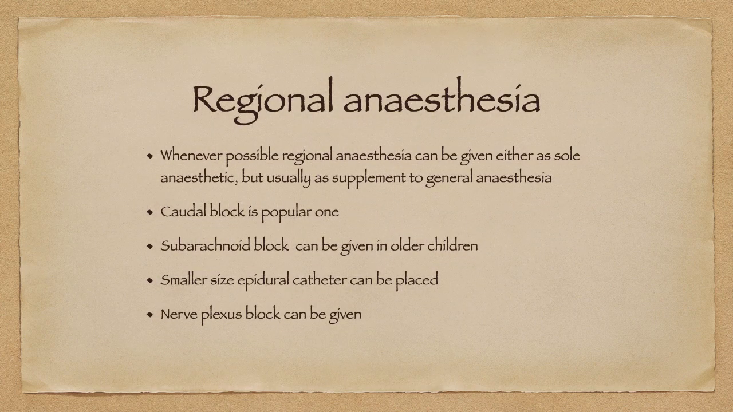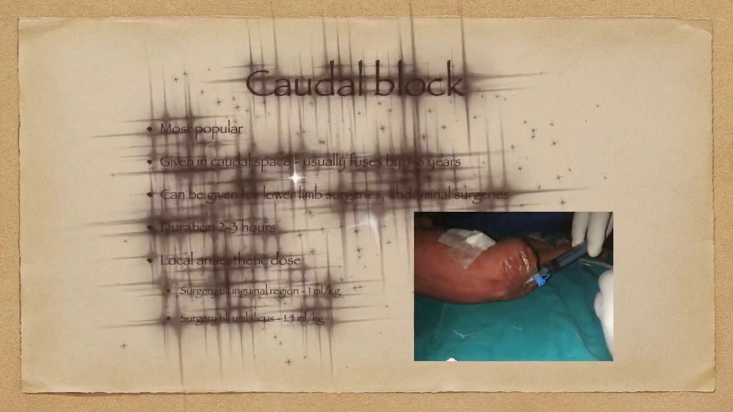So regional anesthesia, whenever possible, can be given either as a sole anesthetic, but usually as a supplement to general anesthesia. Caudal block is the popular one. Subarachnoid block you can give in older children. Smaller size epidural catheter can be placed. Nerve plexus block can be given.